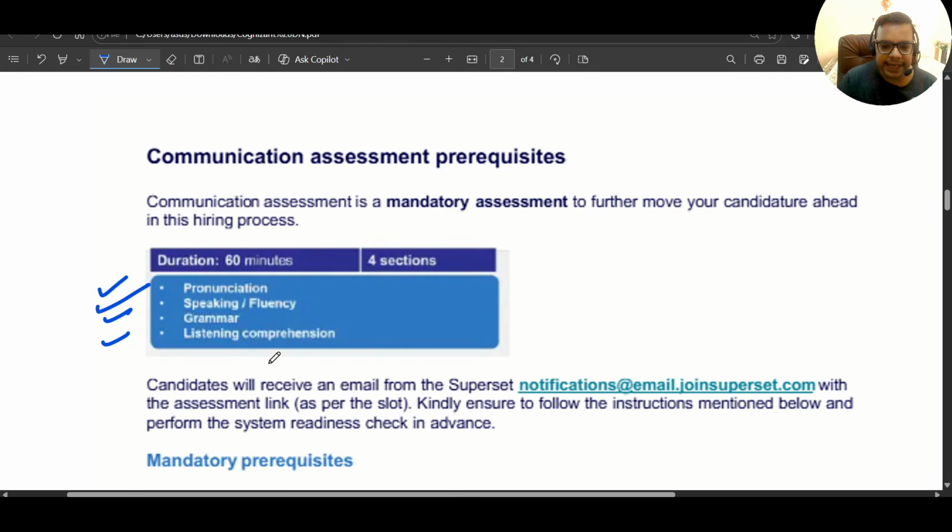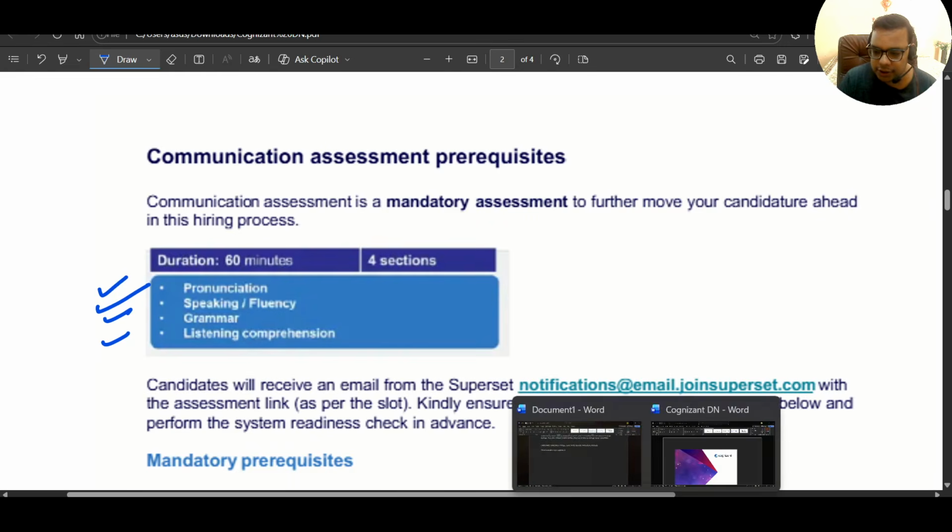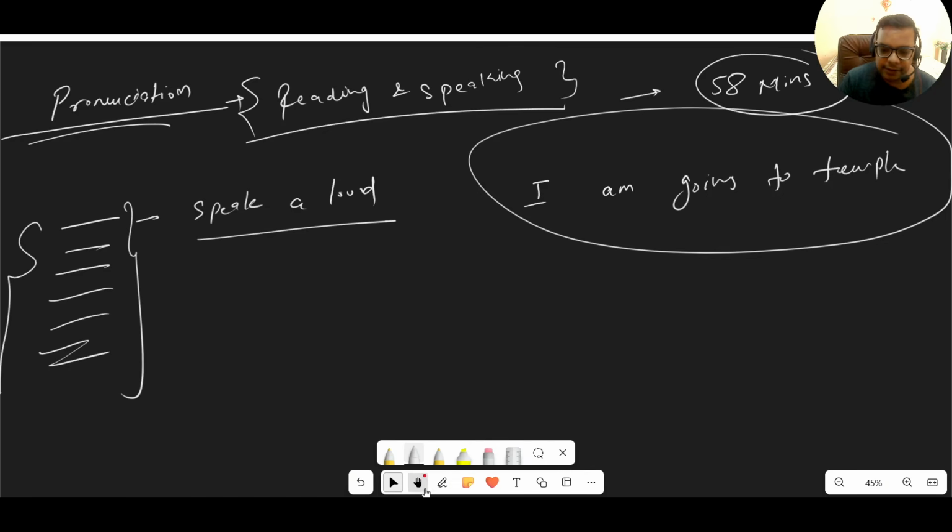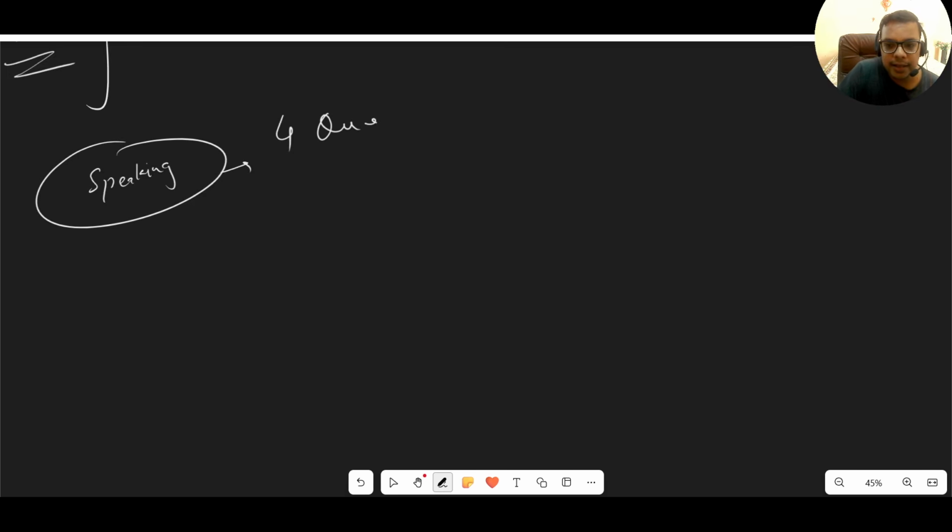Very easy. The second one is speaking and fluency. Let's talk about this. In the speaking section, you will be getting four questions. They will be giving you around 1 minute's time.